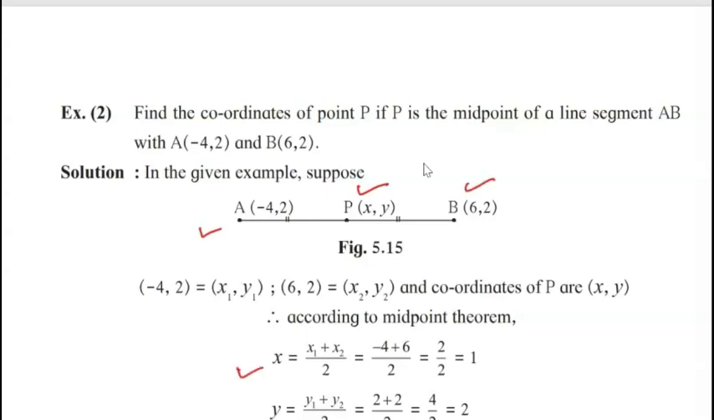And apply here the midpoint formula x1 plus x2 upon 2 and therefore the coordinate of x1 and the y1 is -4 2 and x2 y2 is 6 2. Okay, and the coordinate of the point P is xy. We will apply the midpoint formula. x1 plus x2 upon 2 means what? -4 plus 6 upon 2. Then you will get here 2 by 2, that is equals to 1.